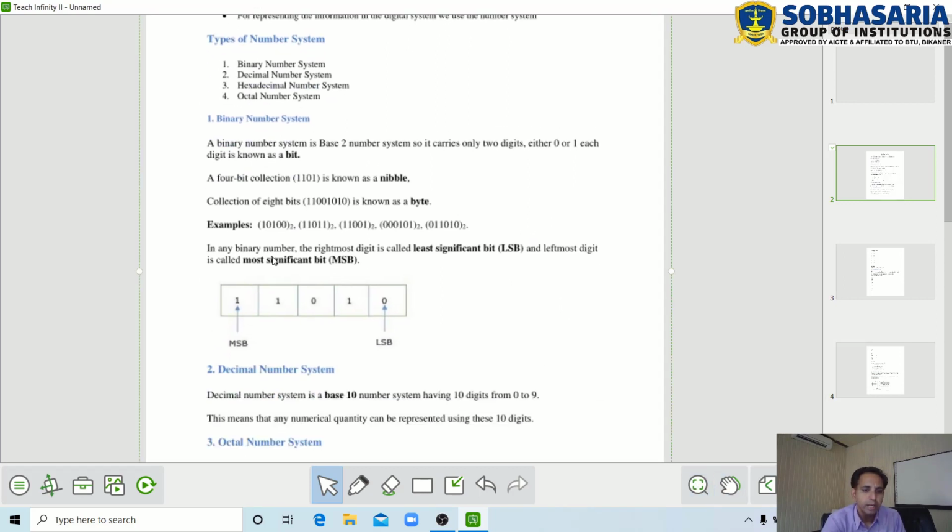Now, in any binary number, the rightmost digit is called the least significant bit, that is LSB, and the leftmost digit is known as the most significant bit, that is the MSB.